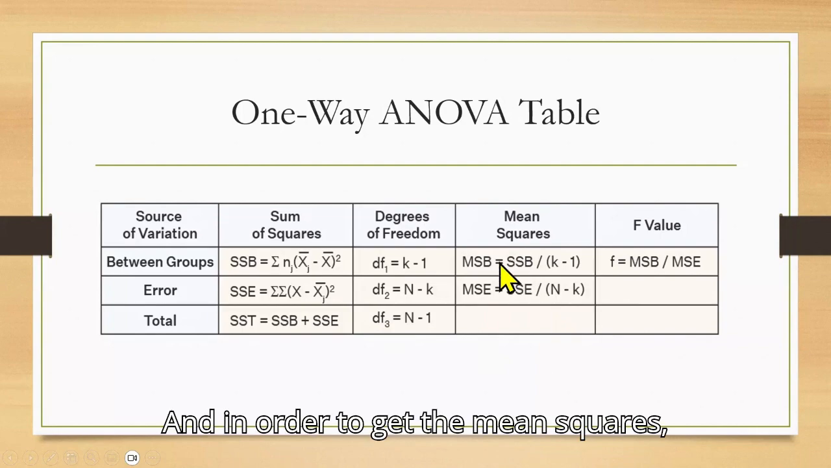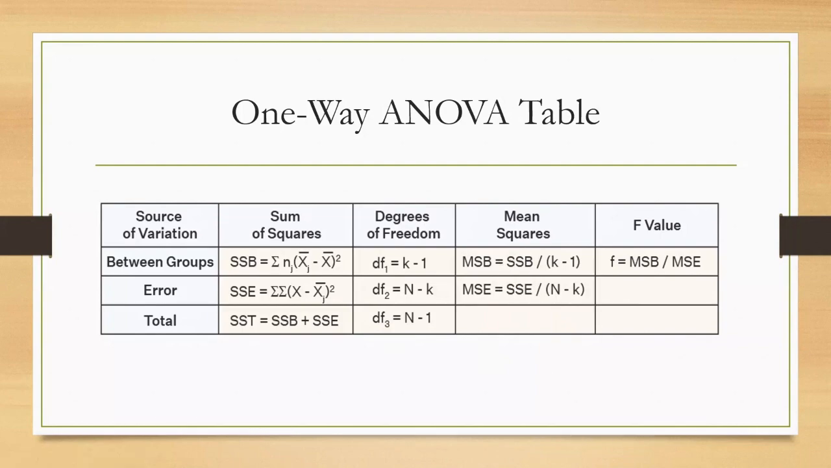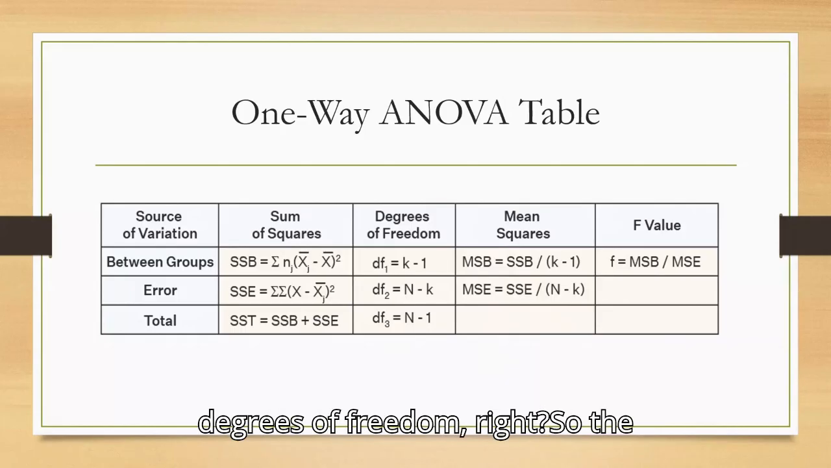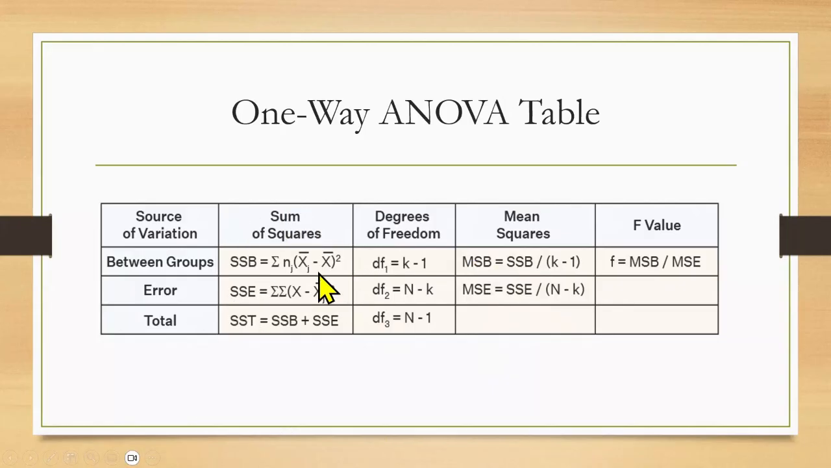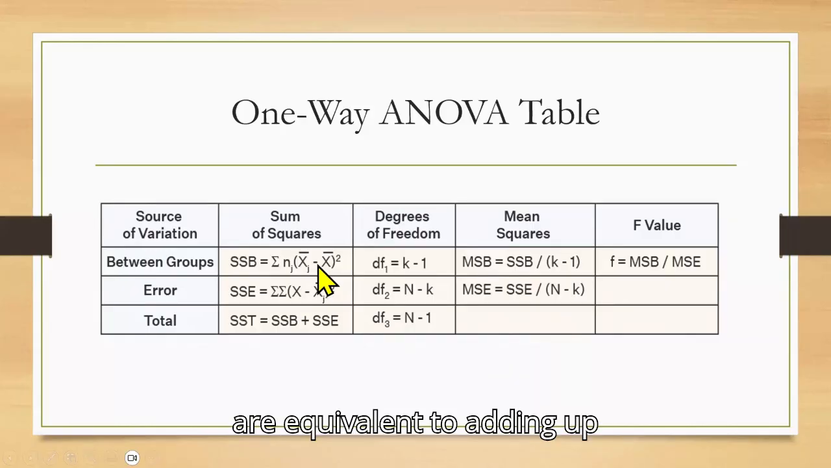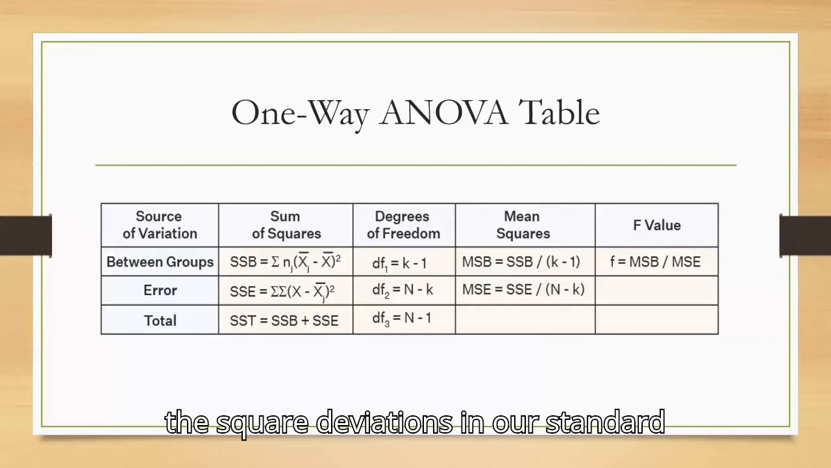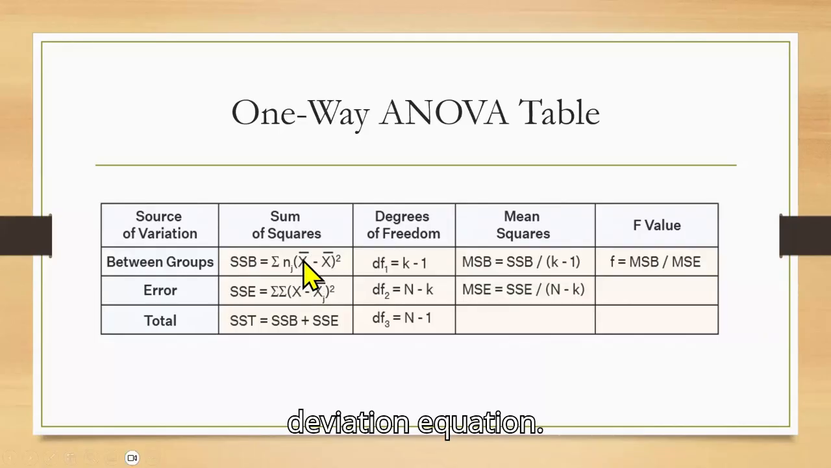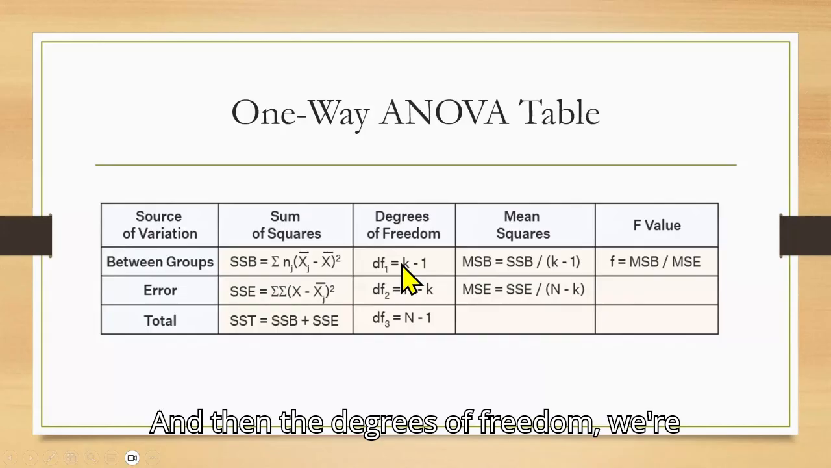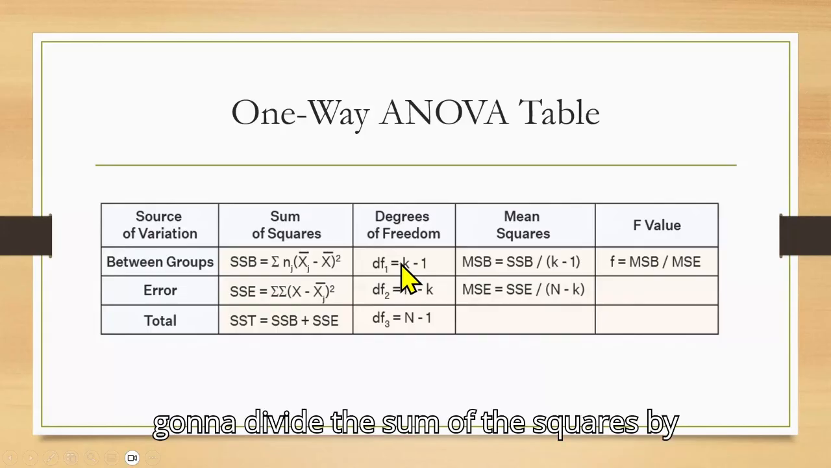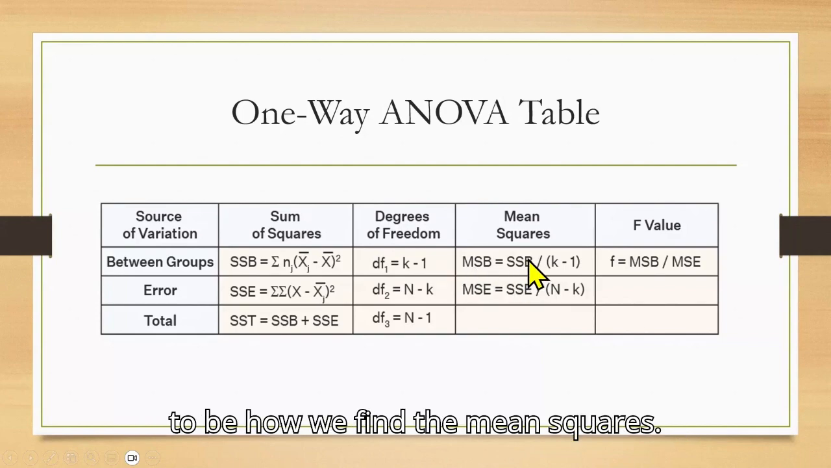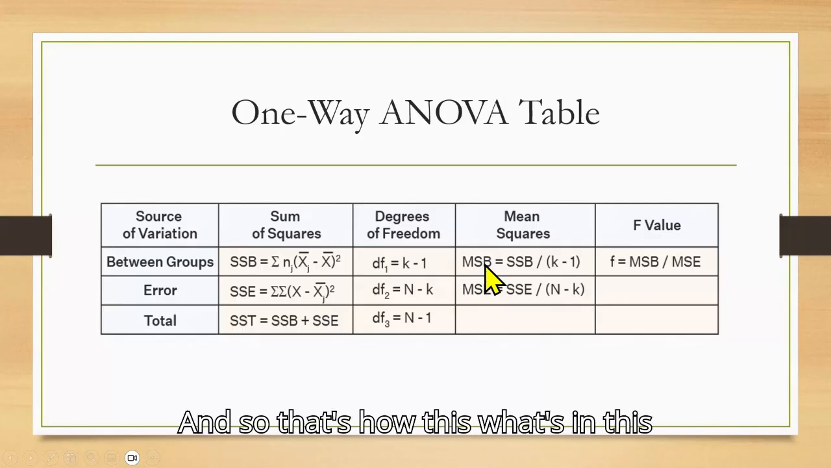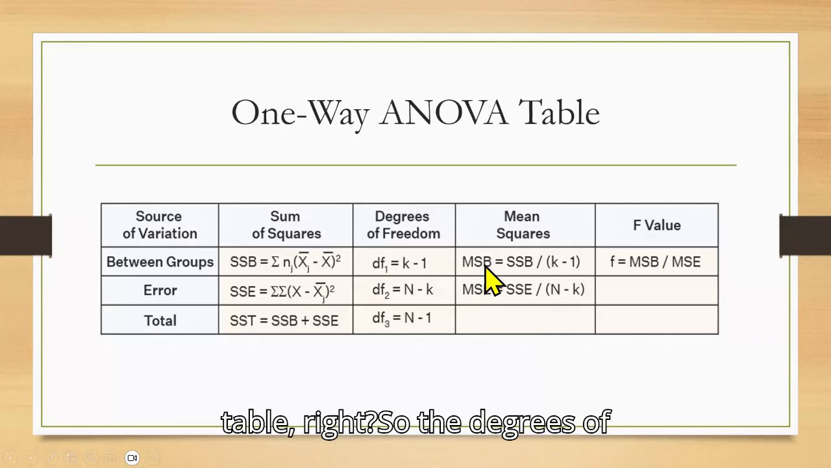And in order to get the mean squares, what do we do when we calculate a mean? Well, we're going to add up the values, and then we're going to divide by the degrees of freedom. So the sum of squares calculations are equivalent to adding up the squared deviations in our standard deviation equation. And then we're going to divide the sum of the squares by the degrees of freedom. And that's how we get the mean squares.